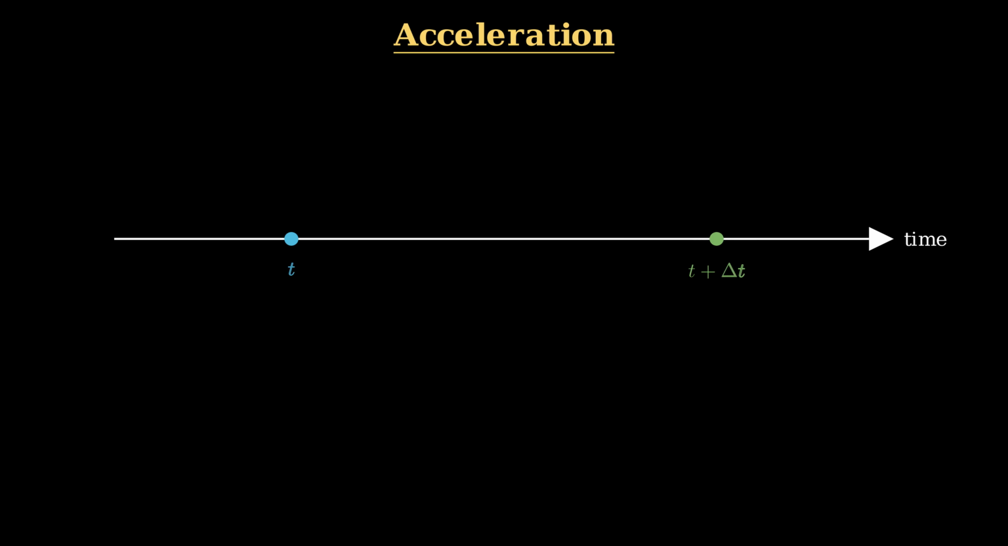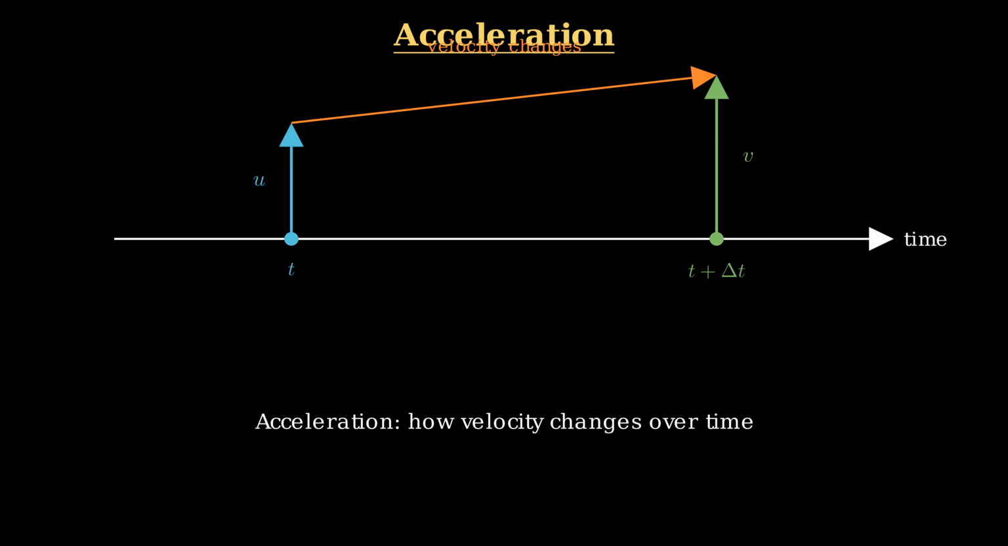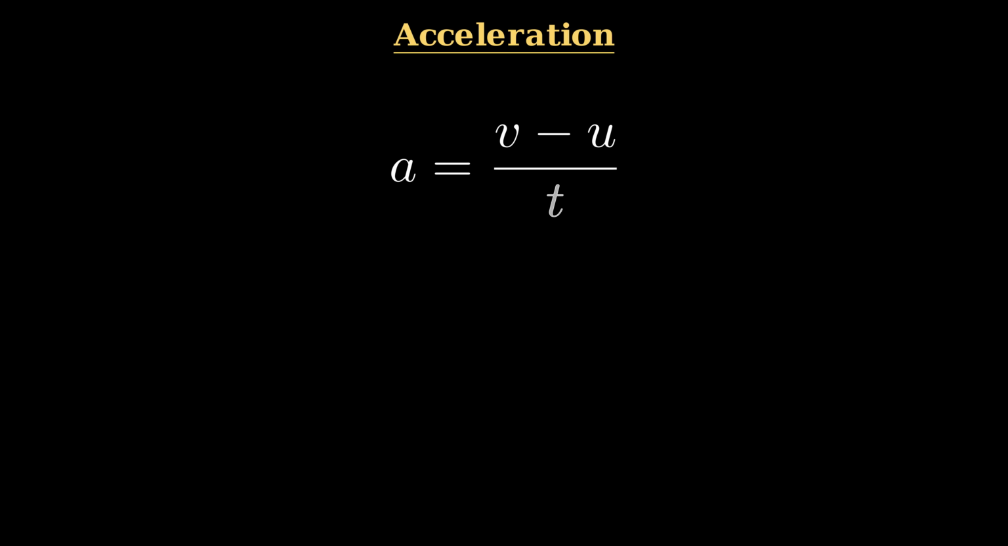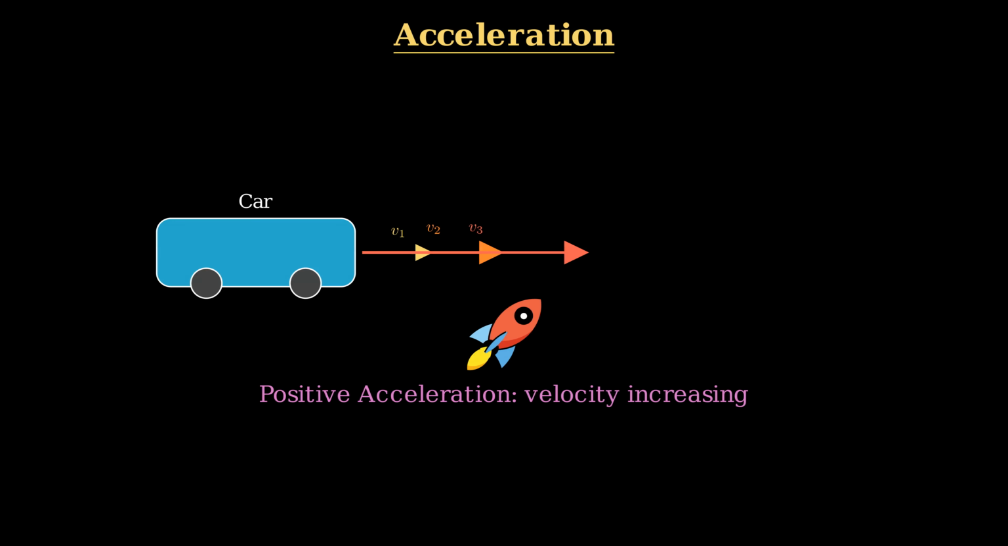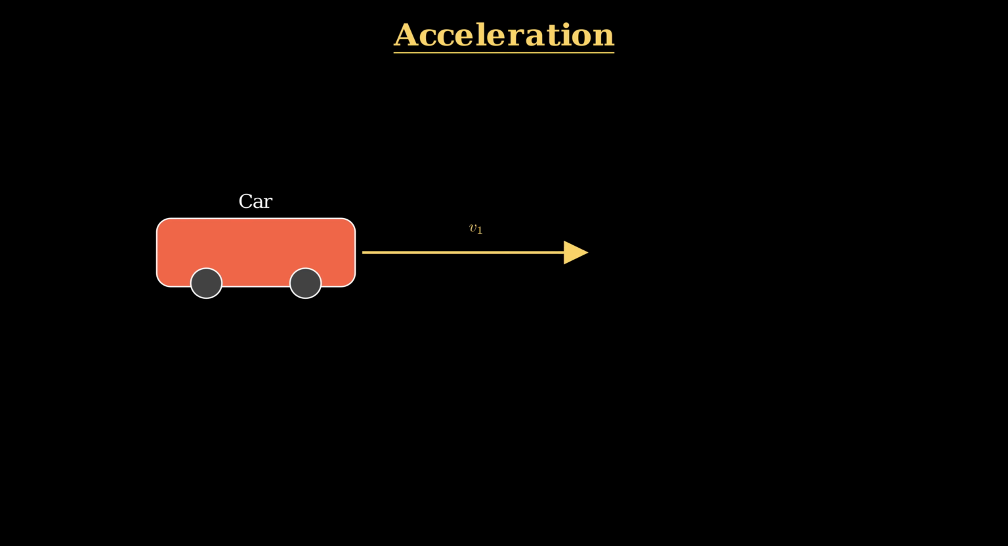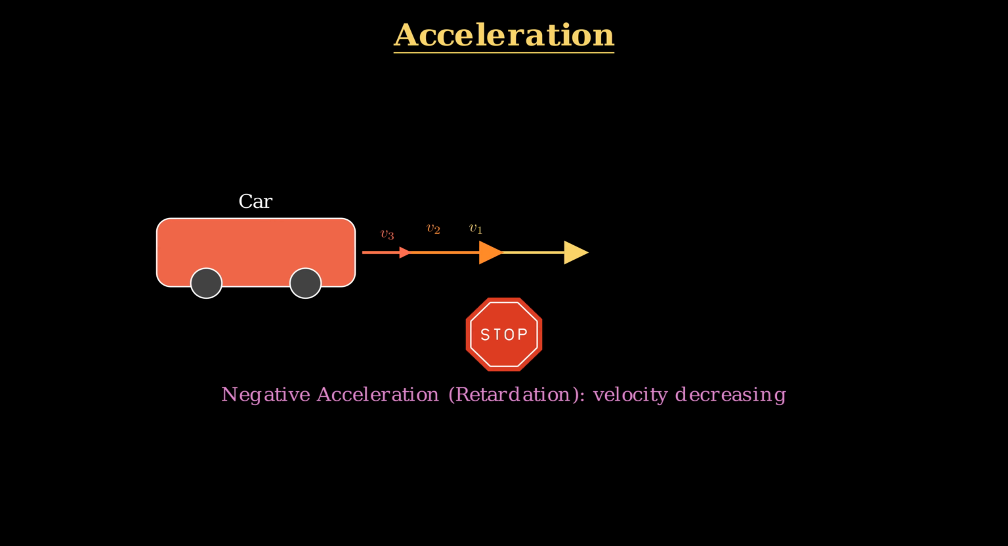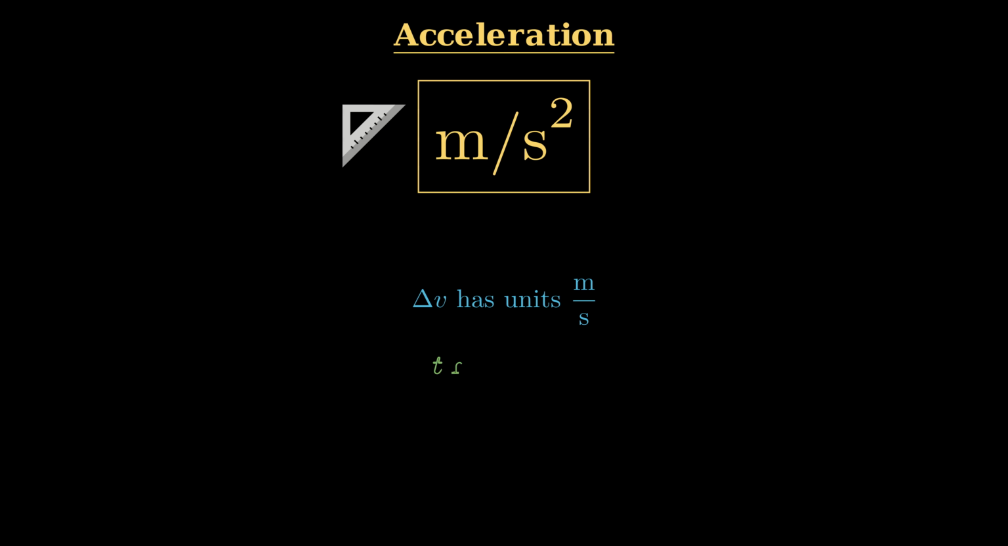Acceleration is the rate of change of velocity with respect to time. The formula is acceleration equals the change in velocity divided by the change in time. In short, a equals (v minus u) divided by t. Positive acceleration means the object is speeding up. Negative acceleration, also called retardation or deceleration, means the object is slowing down. The unit of acceleration is meters per second squared.